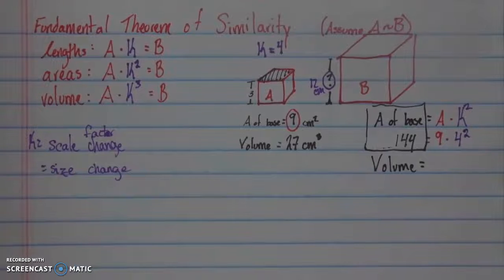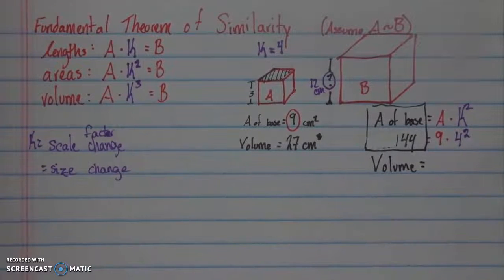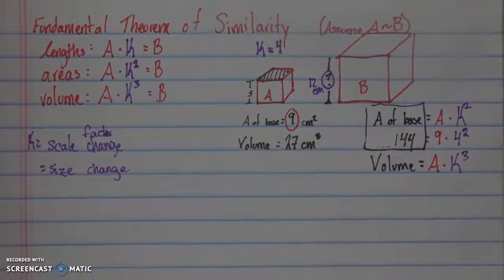So when I'm filling in my formula, I look for my volume formula. My volume formula tells me that I'm going to do A times whatever K is to the third.